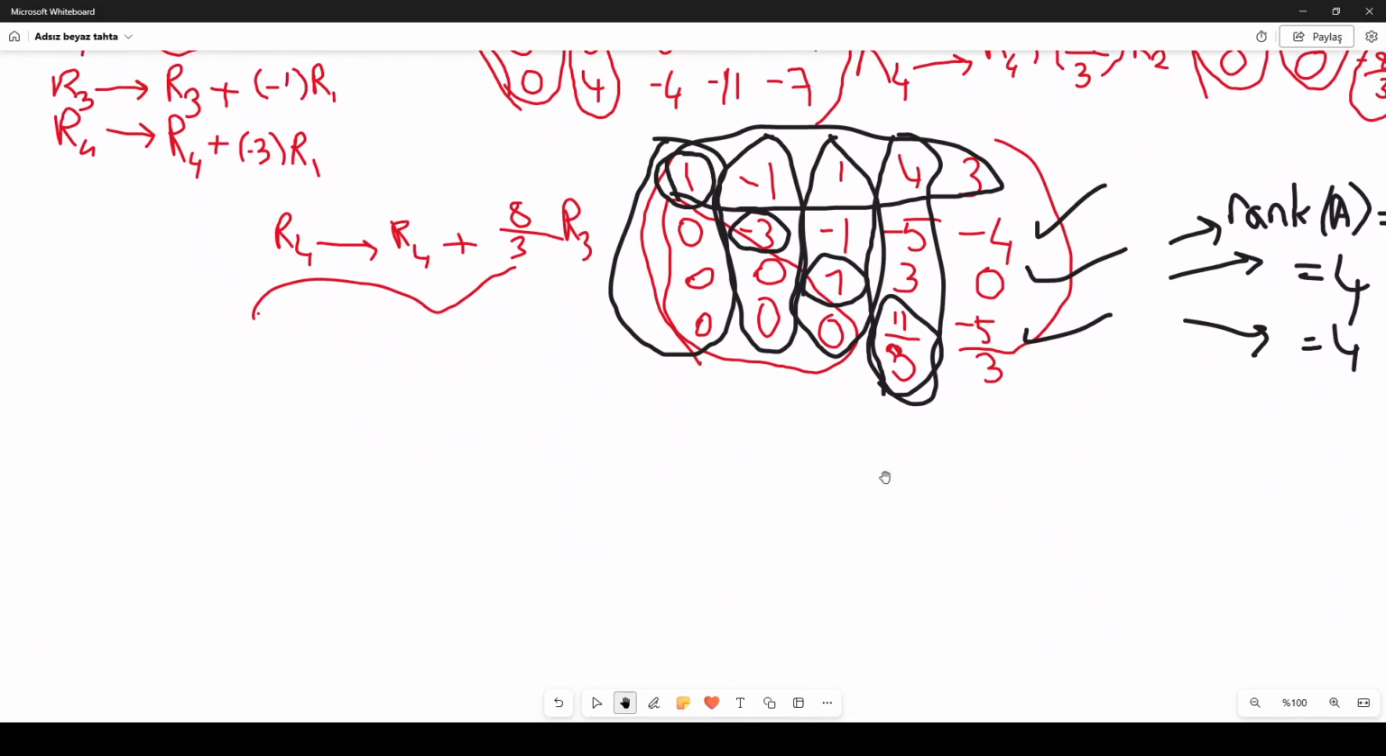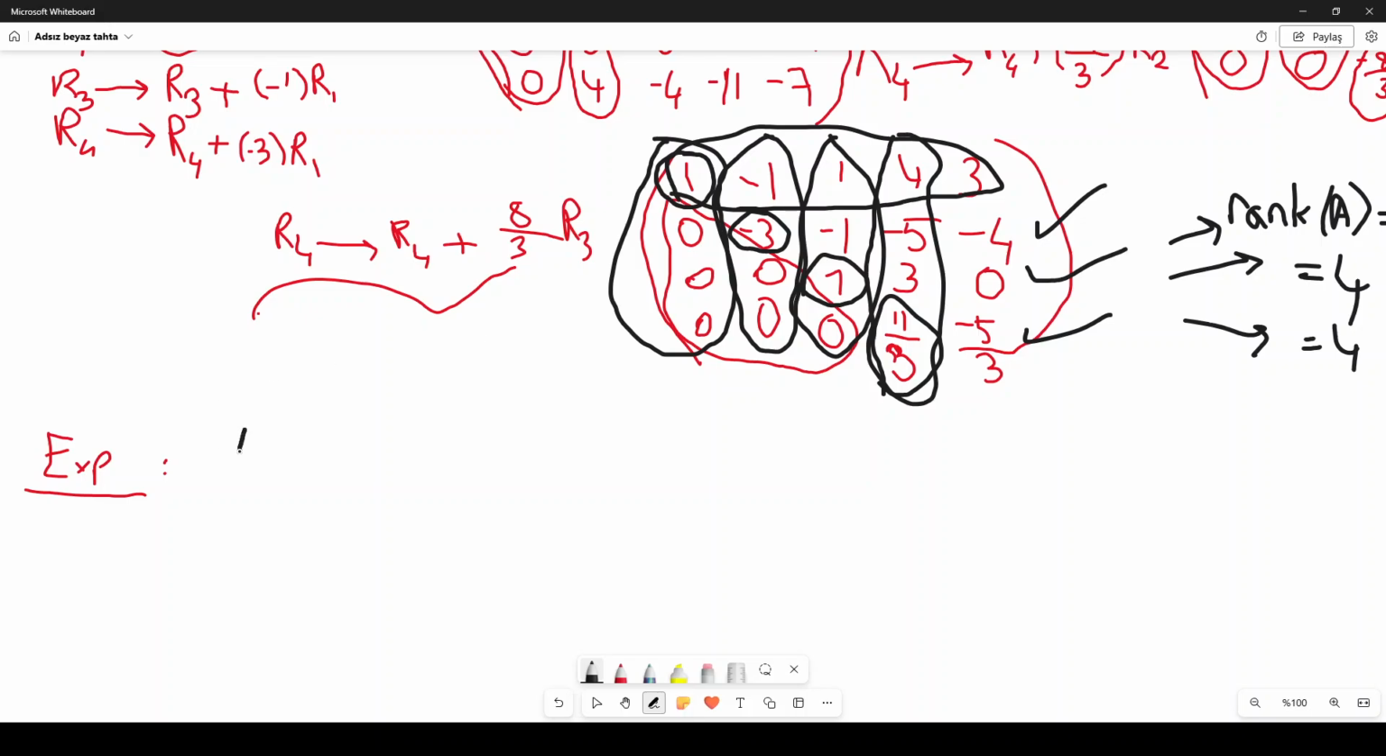Okay, let's do another example, to make sure that we really understand how to find the rank of a given matrix. And I will also make some key observations about finding the rank of a given matrix after showing you how to find the rank of this matrix.